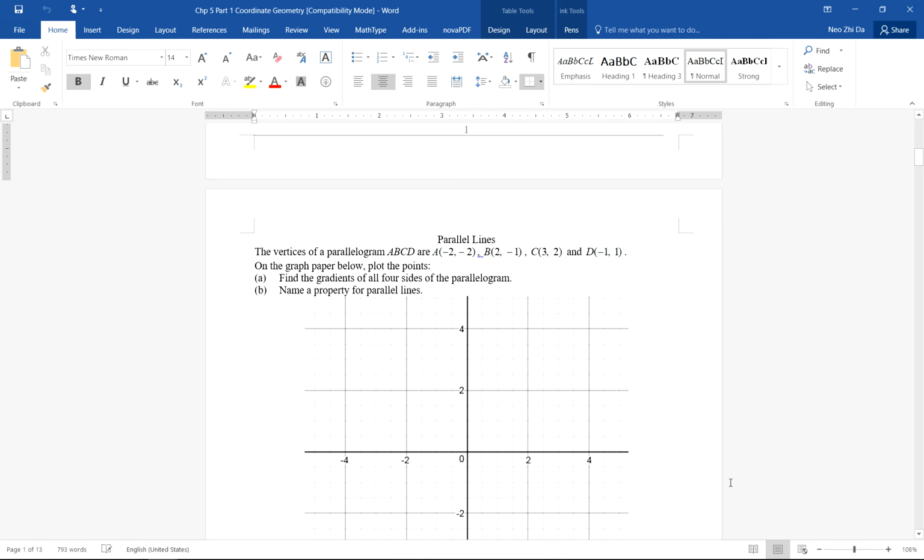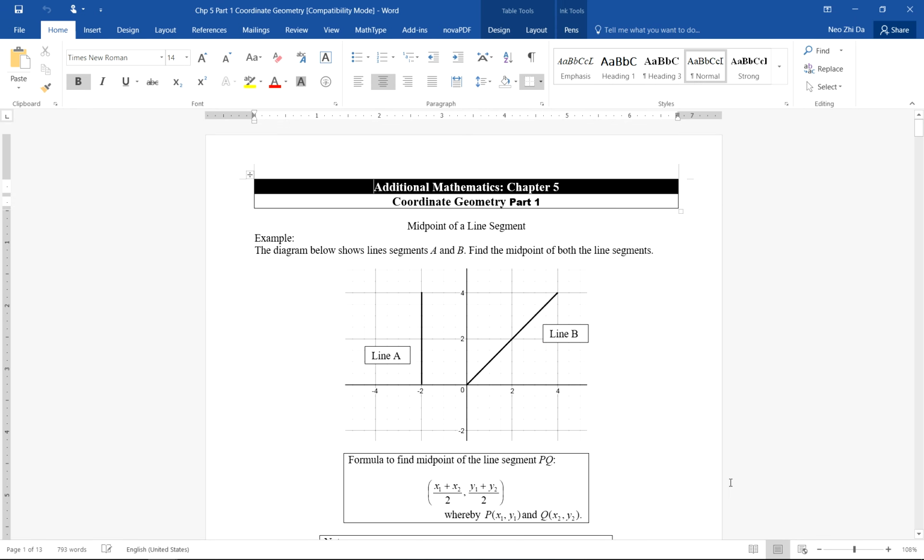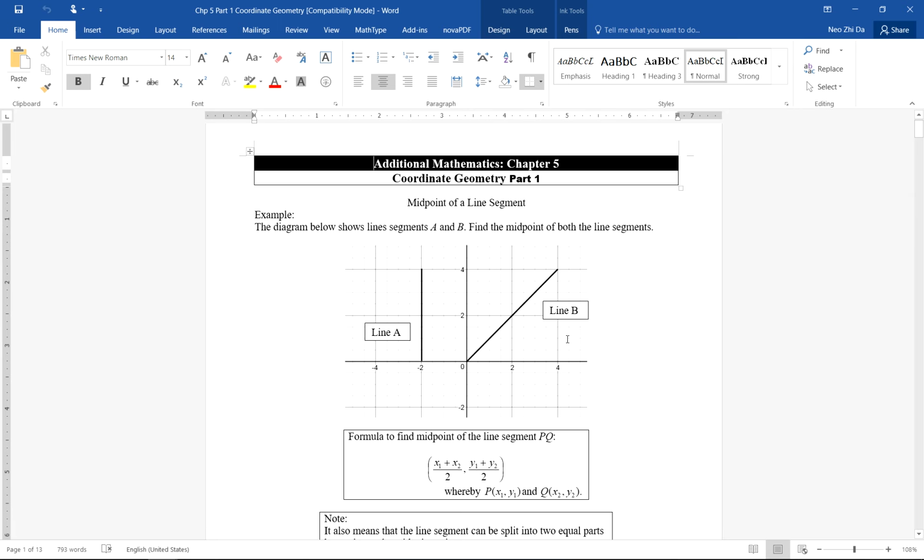Now, let's move on to A Math coordinate geometry. For A Math coordinate geometry, if you do not have this worksheet, I will send you the soft copy. Either you print it out, or you do it on your exercise book first.